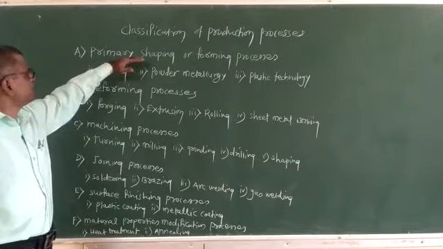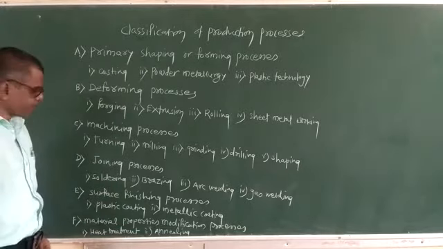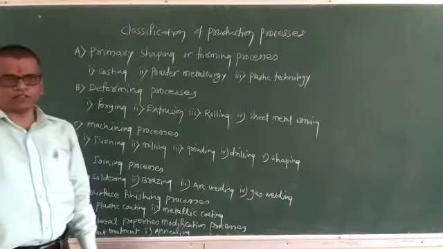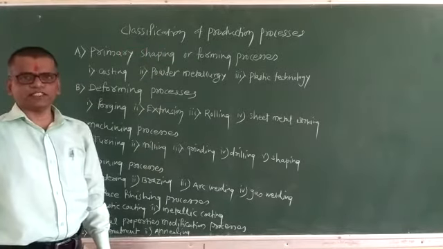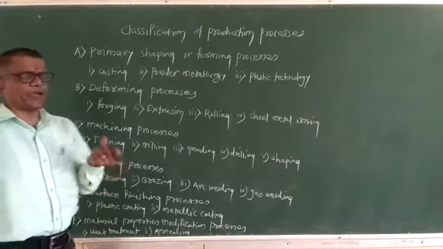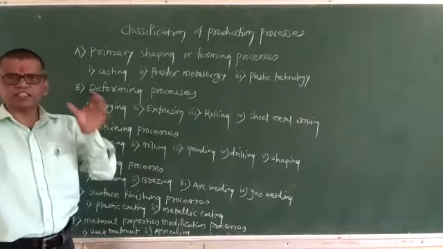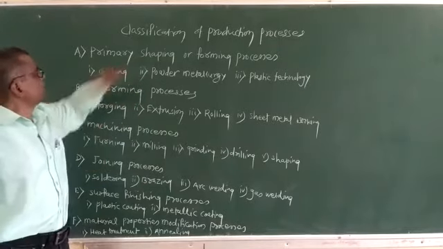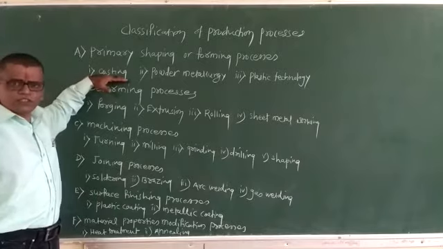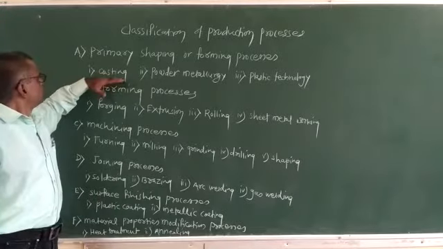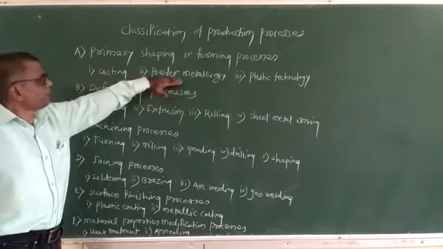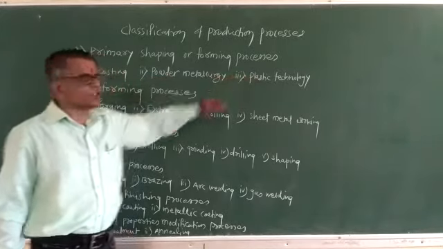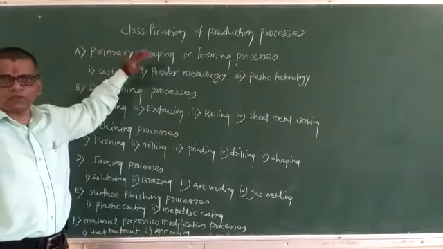Now regarding the first category, primary shaping. Primary shaping is the manufacturing of a solid body from the molten or gaseous state. Some cavity or space is required to form the desired object. That process is called primary shaping. The different processes include, first, casting, then powder metallurgy and plastic technology. These are some examples of primary shaping or forming processes.